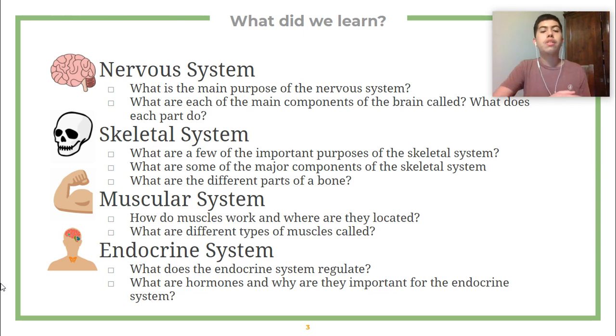And then the muscular system. How do muscles work and where are they located? What are different types of muscles called? And then we have the endocrine system. What does the endocrine system regulate? What are hormones and why are they important for the endocrine system?